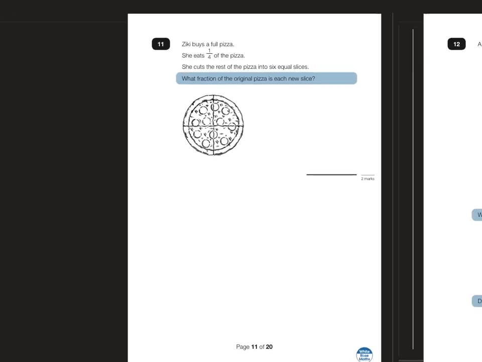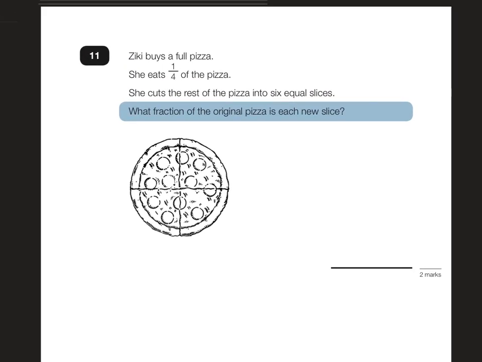Number 11. Pizza. Ziki buys a full pizza. She eats 1/4 of the pizza. Gone. 3/4 are left. She cuts it into 6. And you have a calculator. So you could literally put that in your calculator.